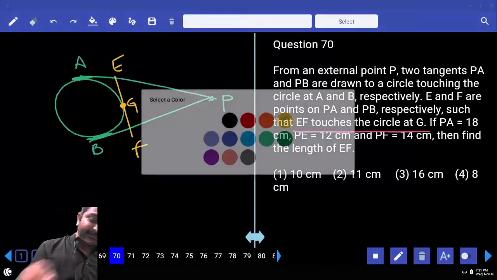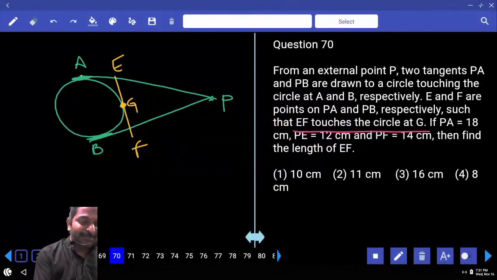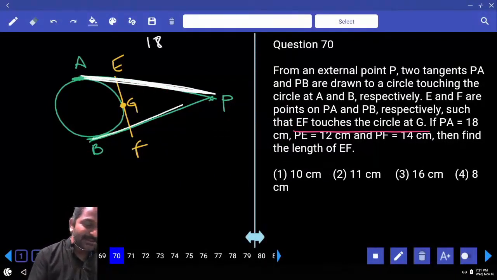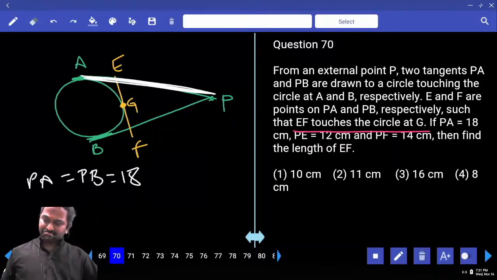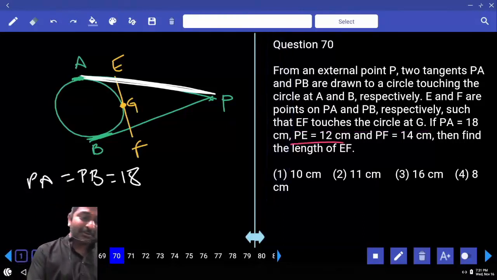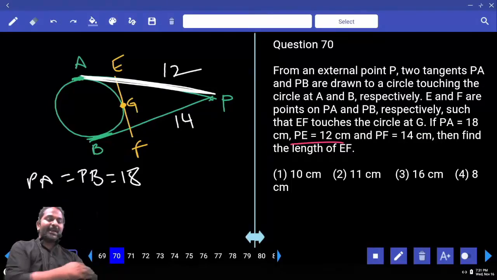PA is 18. If PA is equal to 18, what is PB? 18 only. So let me write PA is equal to PB, which is equal to 18. Next, PE is equal to 12. PF is equal to 14. Then find the length of EF.